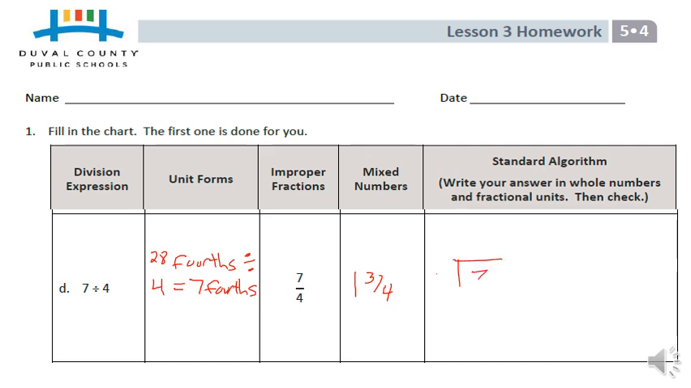Now our standard algorithm, we know it's 7 divided by 4. 4 going into 7 one time. 1 times 4 is 4. And we have a remainder of 3. And it becomes 3/4. Now we have 4 times 1 3/4 to check our answer. So that means we can add 1 3/4 4 times.